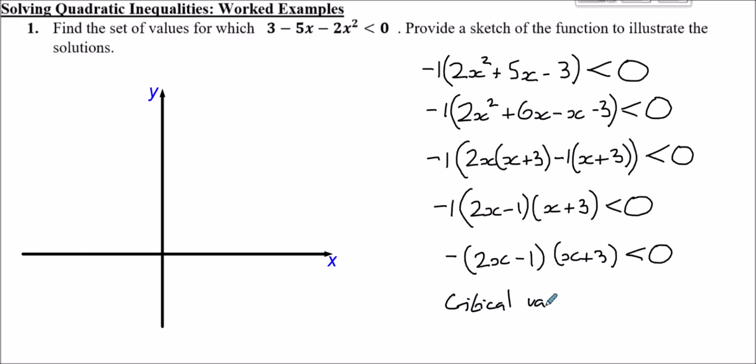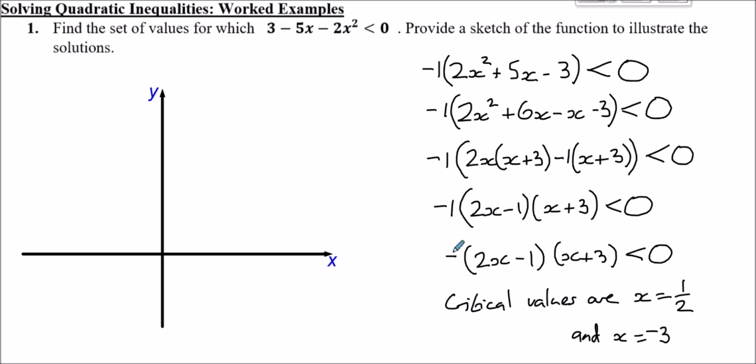So the critical values are going to be where x is equal to a half from this first bracket, and from the second bracket, this is going to be equal to 0 when x is equal to minus 3. Okay, so we know where it's going to cross the x-axis. It's going to be crossing at a half and minus 3.